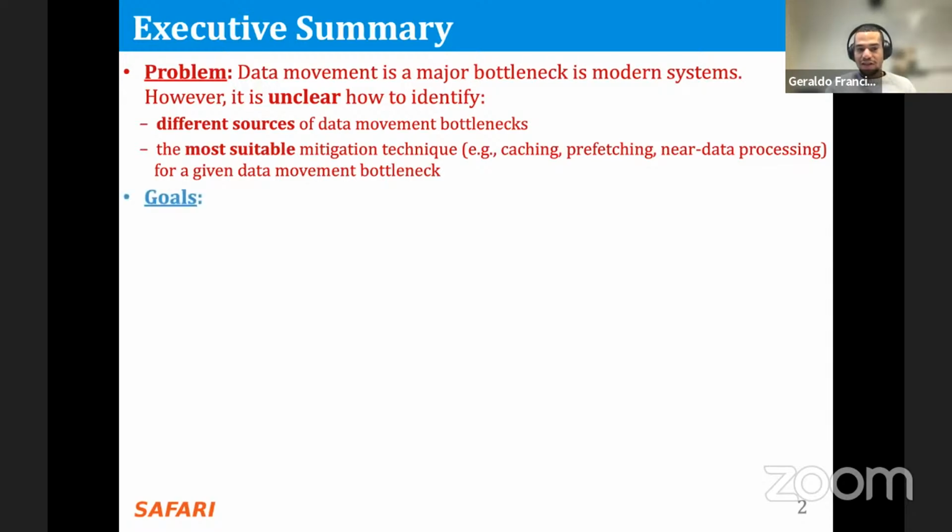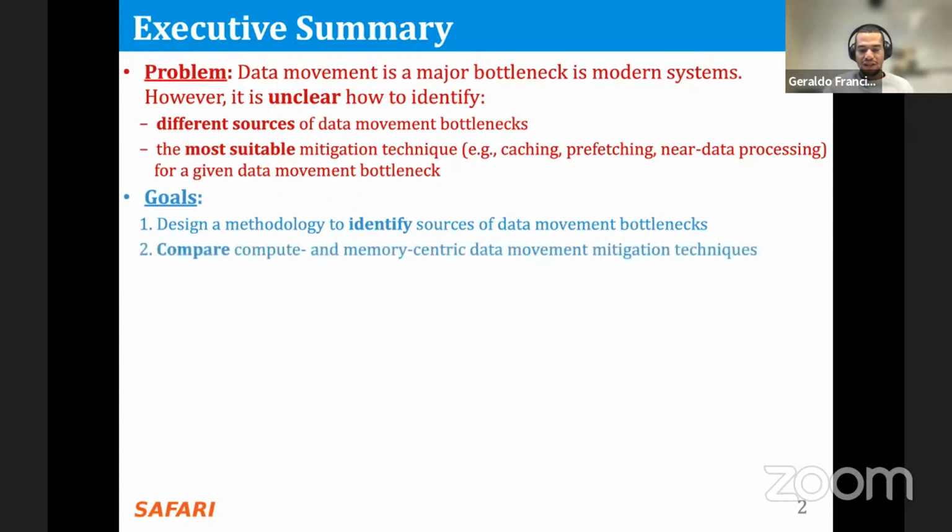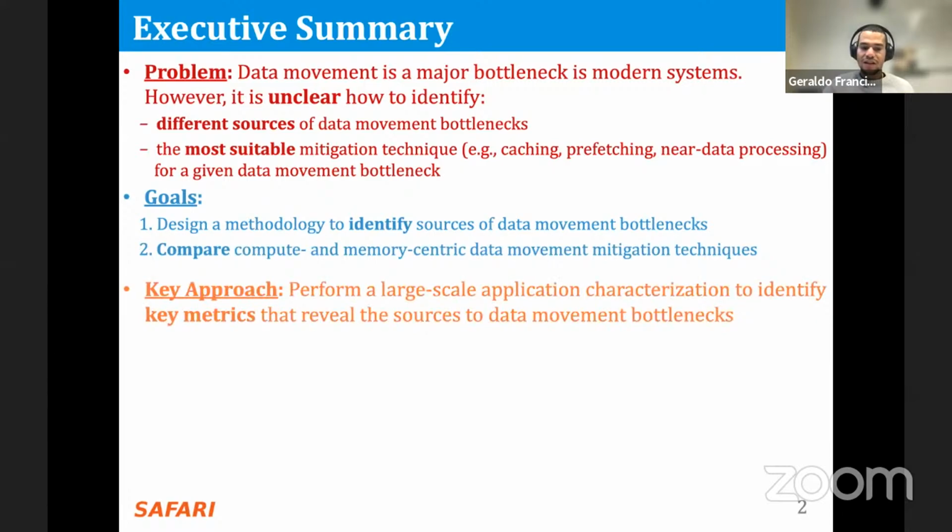Based on that, the goal of this work is twofold. First, we want to design a methodology that can identify the sources of data movement bottleneck in a given application, and also compare compute and memory-centric data movement mitigation techniques. And the key approach that we are going to take is to perform a large-scale application characterization so we can identify key metrics that reveal the sources of data movement bottleneck.